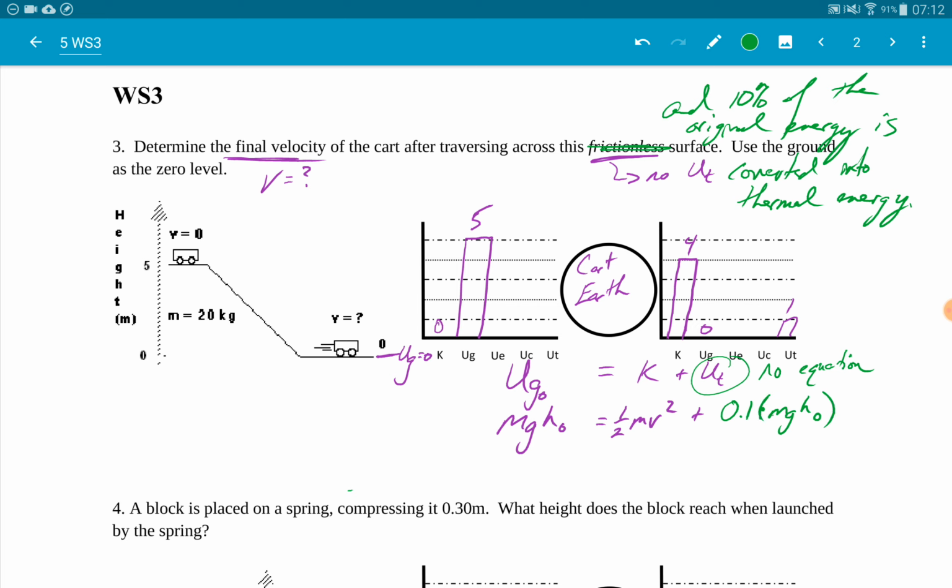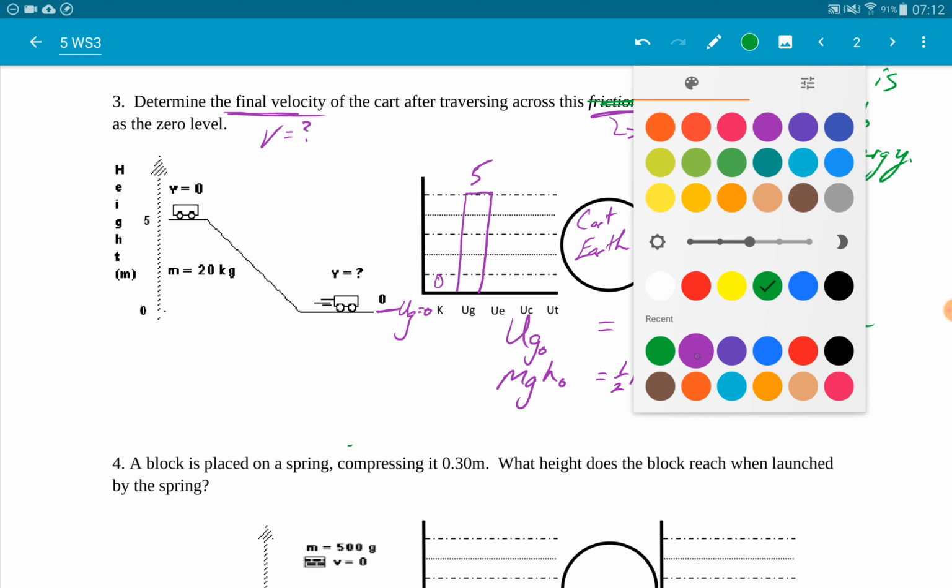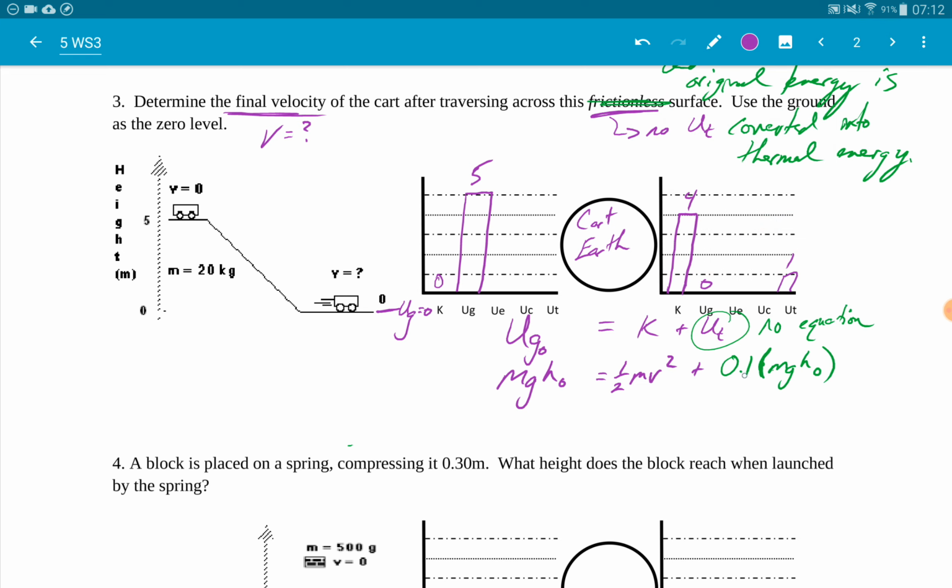Let me write it in parentheses there instead of the multiplication dot. So I have 10% of whatever this number is, and that's just mgh naught. Now, notice when I do this, I can actually find some little mathematical shortcuts, you might say, to be able to solve this. Hey, this guy over here is almost the exact same expression or term as this thing right here.